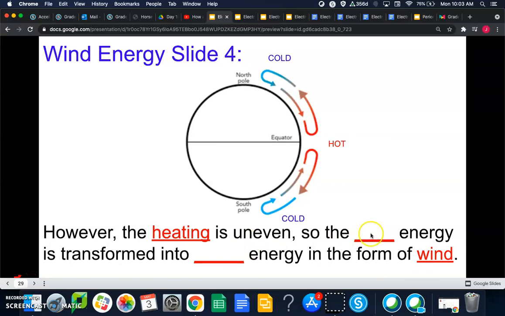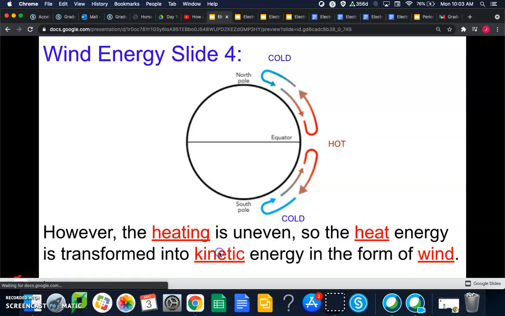And so what ends up happening is that heat energy is transformed into kinetic energy, and that kinetic energy is in the form of wind. So go ahead and draw the Earth, show the hot and cold spots, and try to draw the motion of the hot moving to the cold and the cold moving to the hot, because that's where the wind comes from.